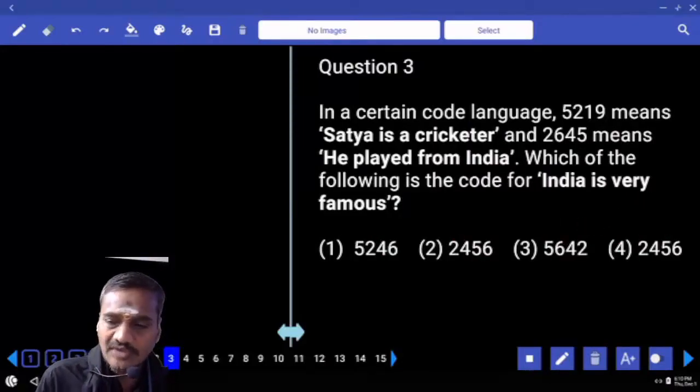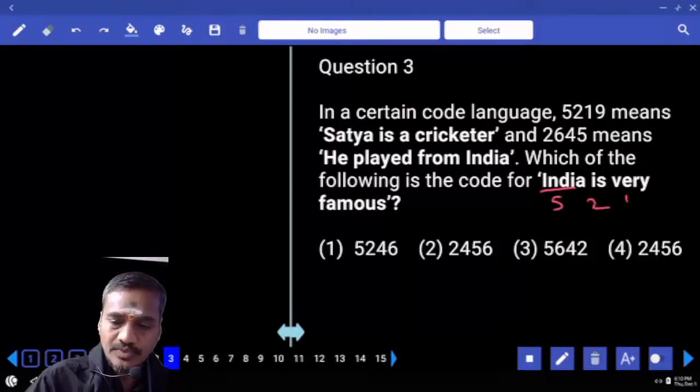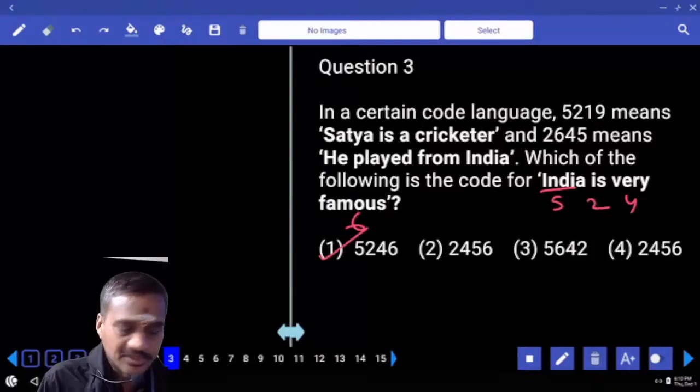In a certain code language, 5 2 19 means Sachcha is a cricketer. Now in this, Sachcha, how many letters we have? 5. And next one, there are 2. And next one, A. A is 1. And cricketer, there are 9 letters. Now each of these words, how many letters we have? A number of letters. In the same way, which of the following is the code for India is? 5, 2, 4, 6. Now 5, 2, 4, 6, that is choice 1, question number 3.